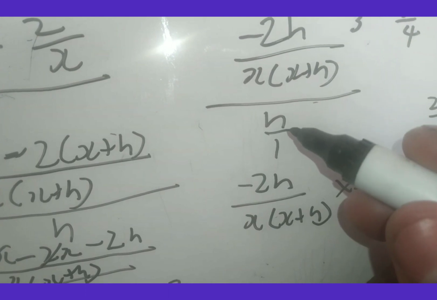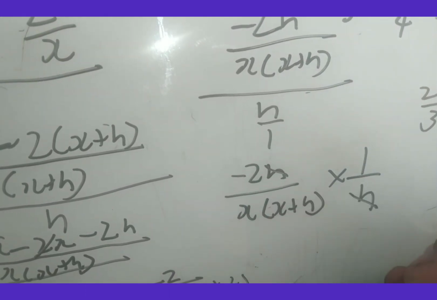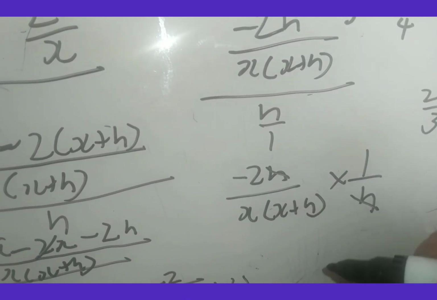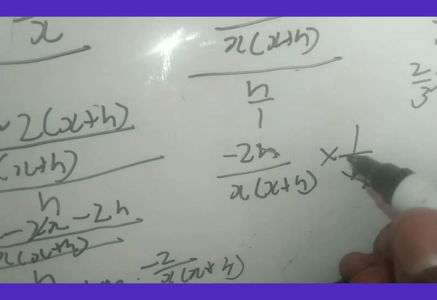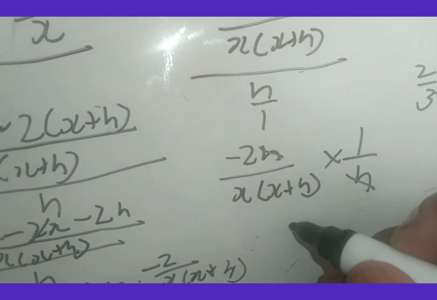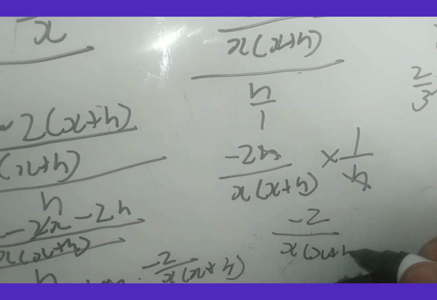The 1 becomes the numerator and the h becomes the denominator. Then this and this will cancel. Whatever is the same but on different lines cancels, according to the rule of multiplication. Then we'll multiply what's left, so minus 2 times 1 is minus 2. Then we'll have over x plus h.